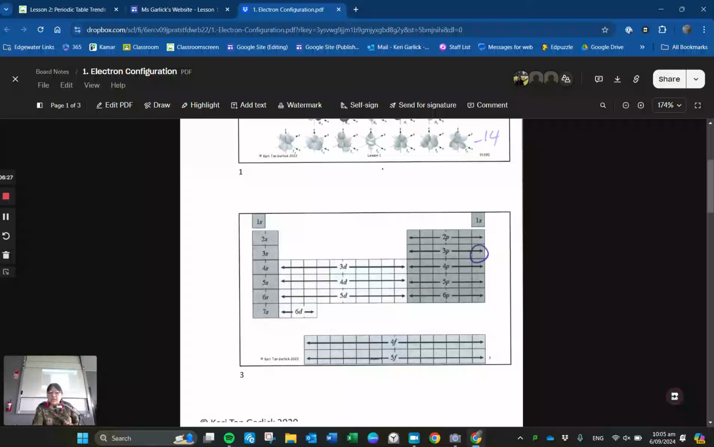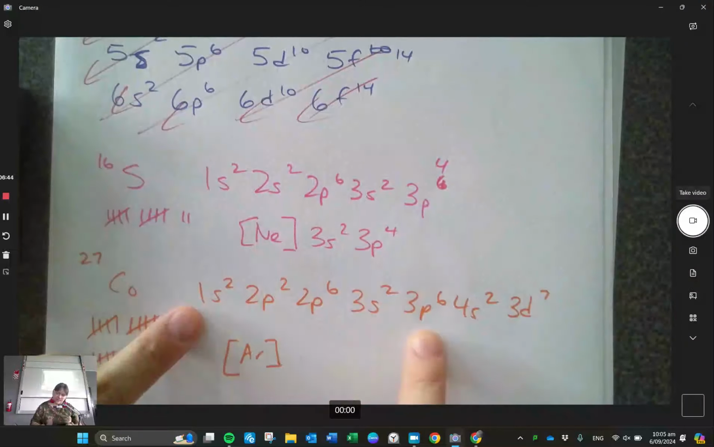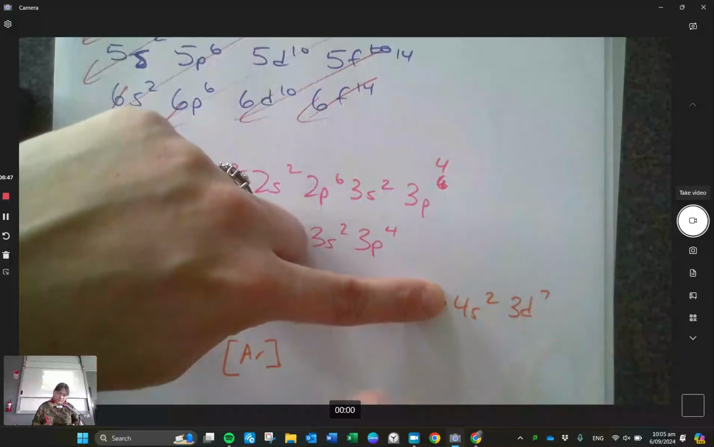So argon's over here. No, down here, isn't it? 1, 2, 3, 4. 1, 2, 3, 4. Yeah. So you will basically have the 3p there, and then you're going to do these last two. That's for argon. This is the last two.